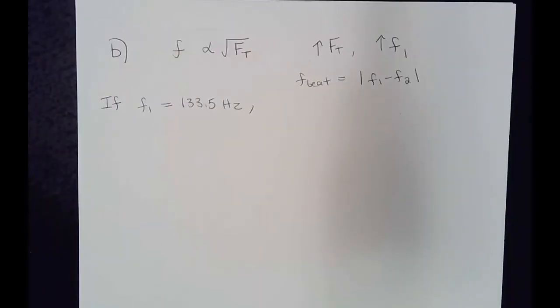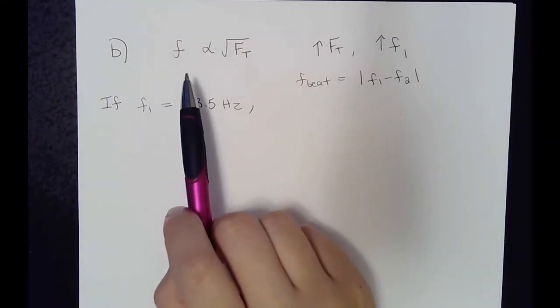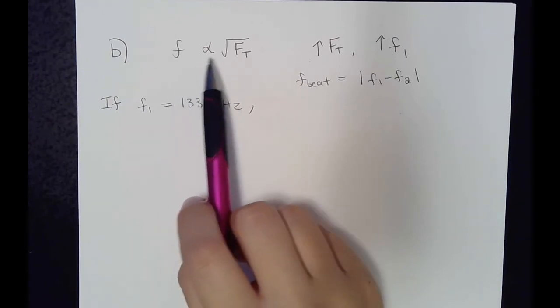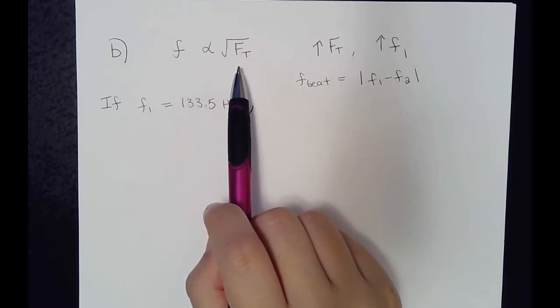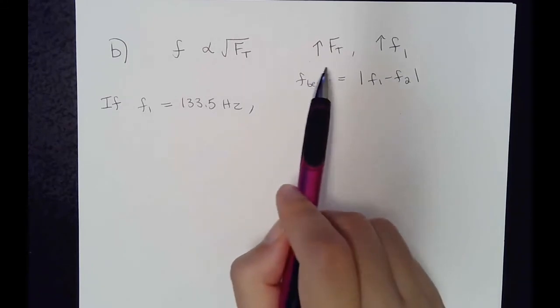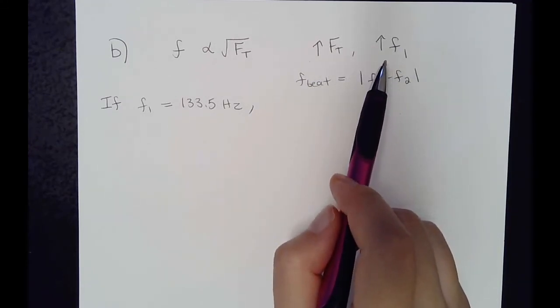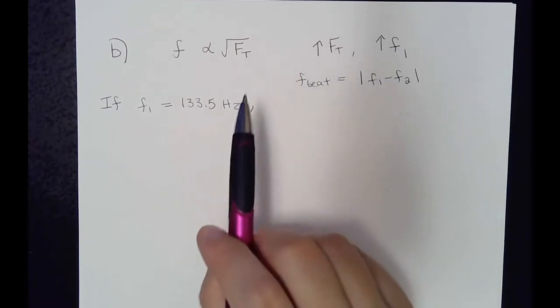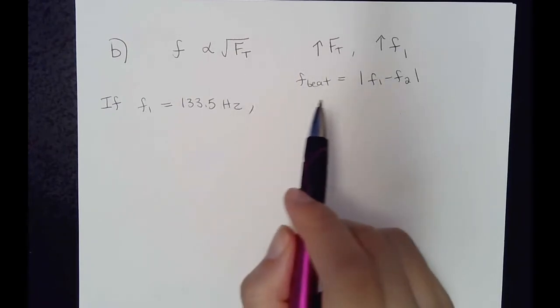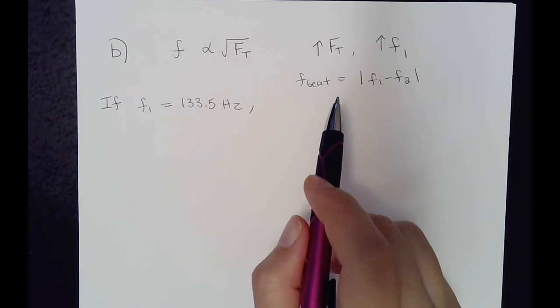Okay, let's look at part B. What would happen to the beat frequency if the tuner increased the tension in the untuned string? Well, we know from the wave speed equation that the frequency is proportional to the root of tension. We've seen that before. So if we increase the tension, then we'll increase the frequency of the untuned string. And depending on which frequency that was, it will have a different effect on the beat frequency.